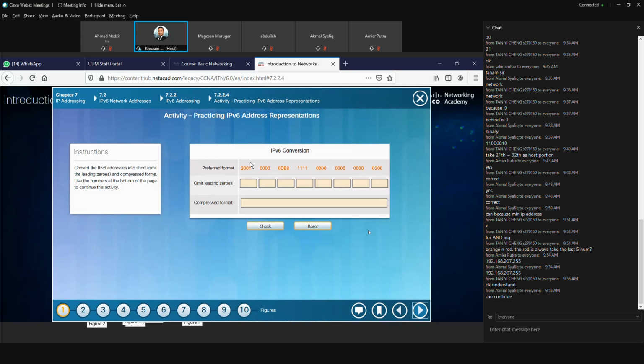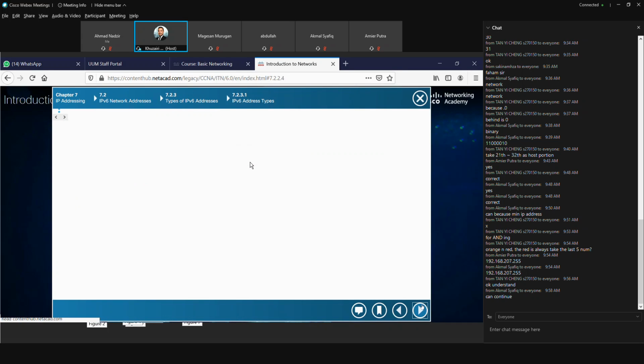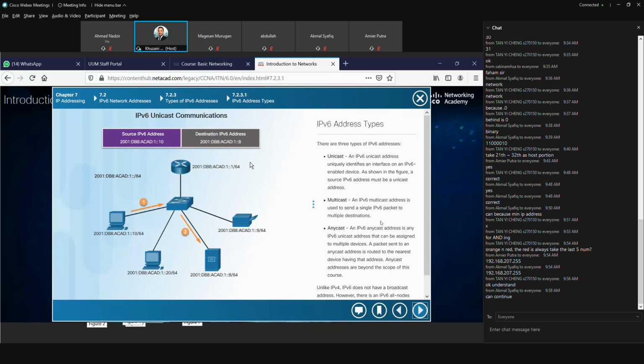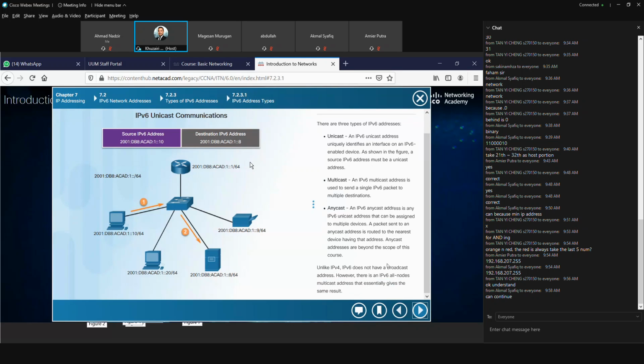You do this exercise by yourself. IP version 6 also has unicast addresses. Unicast, if you already know the IP address of the destination, is similar to IP version 4. We also have multicast. Anycast is like a broadcast.